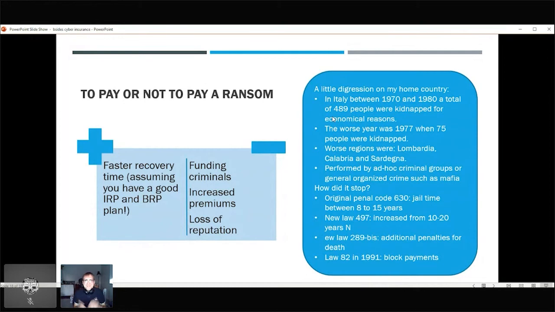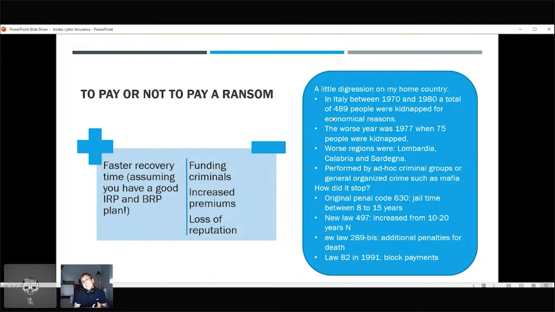So what do you do? Do you pay or not pay a ransom? To me, it's kind of an obvious decision. If you pay the ransom, you can have a faster recovery time. If you don't pay the ransom but you have a good incident response plan, maybe you can be back in a couple of days. But if you pay, obviously you're going to fund criminals, you are going to have increased premiums, and you're also going to incur loss of reputation, right?